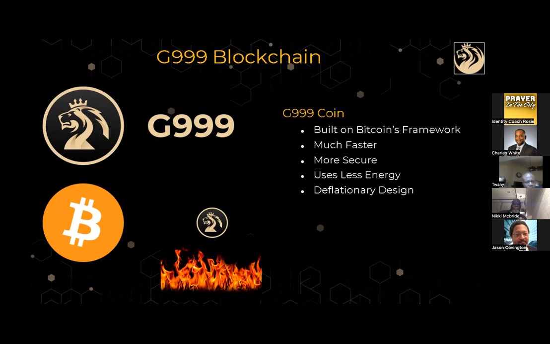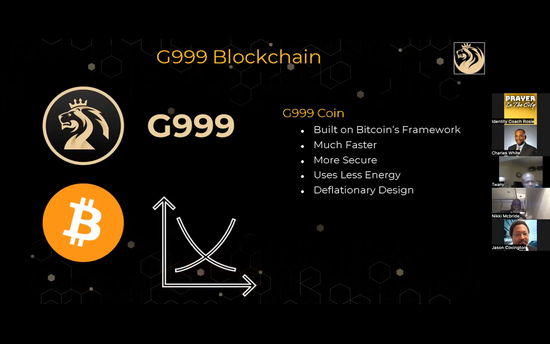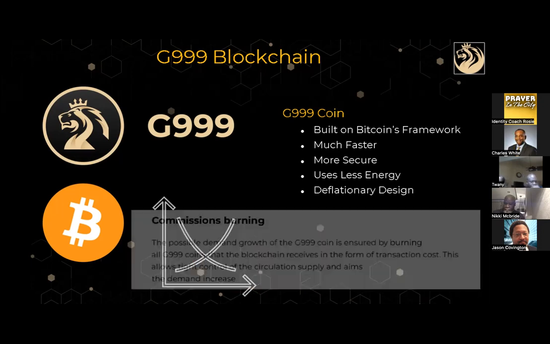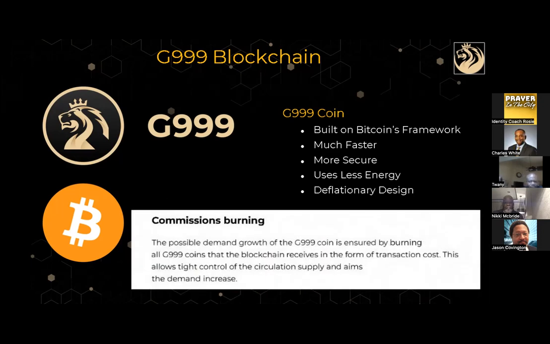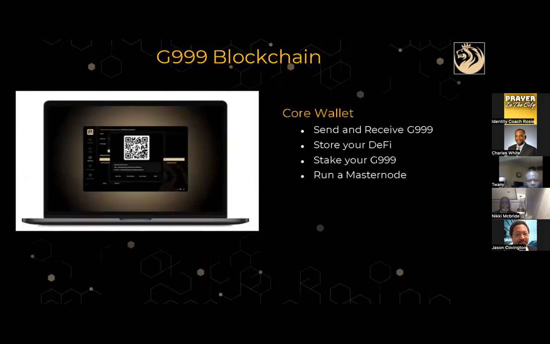So as different transactions happen in our ecosystem, G999 is burned, taking it out of the market and out of anyone else's hands, thereby reducing the supply and increasing demand mathematically. It's designed to do this. This is what makes our coin different from a lot of others out there. The burning is actually detailed in the white paper, so you can go through that and read the section that says commission burning. We'll revisit that in a second.